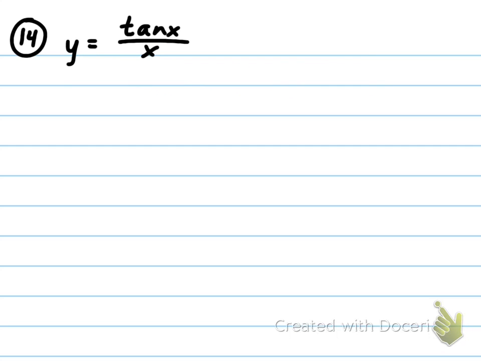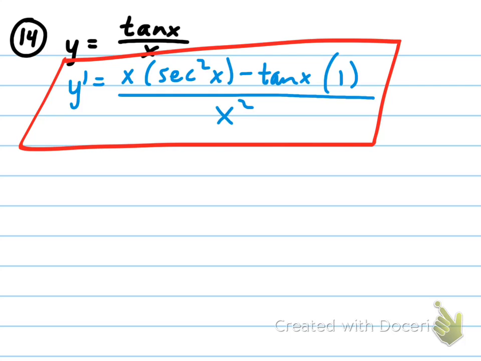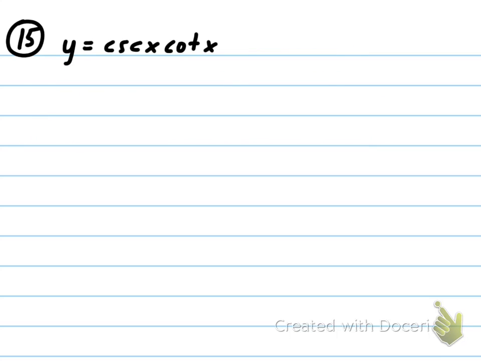Okay. Number 14, y prime. We have the derivative of a quotient, so that's low d high, the derivative of tangent is secant squared, minus the tangent, high d low. Remember, low comes before high. And the d low is the derivative of x, which is just 1. And we divide that by x squared. Okay? I know some of these I'm boxing the y prime and some I'm not. Hope that doesn't throw you off at all.